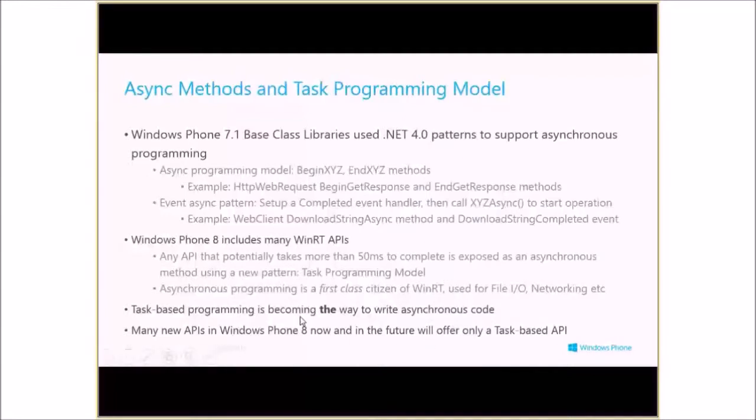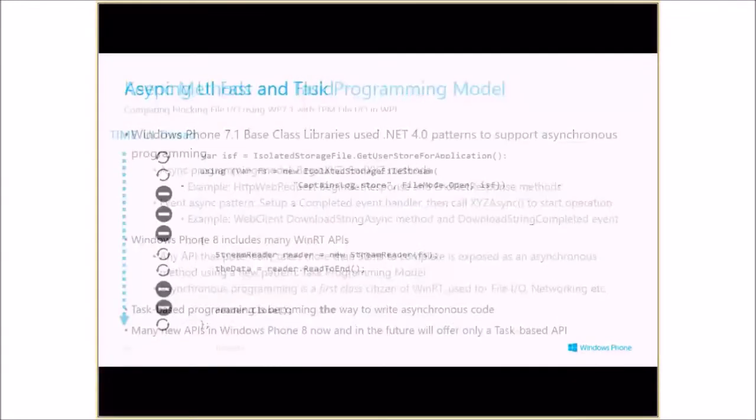Asynchronous programming is a first-class citizen of WinRT, which is the backbone for Windows 8, used for file I/O, networking, things that really consume lots of the threads and resources of your application. It is the way to write asynchronous code. And many of the new APIs in Windows Phone 8 and the future will offer only task-based APIs. So to wrap it up, any API that potentially takes more than 50 milliseconds to complete is exposed as an asynchronous method using the task programming model. If not, then you can just go with that as it won't hurt the UI.